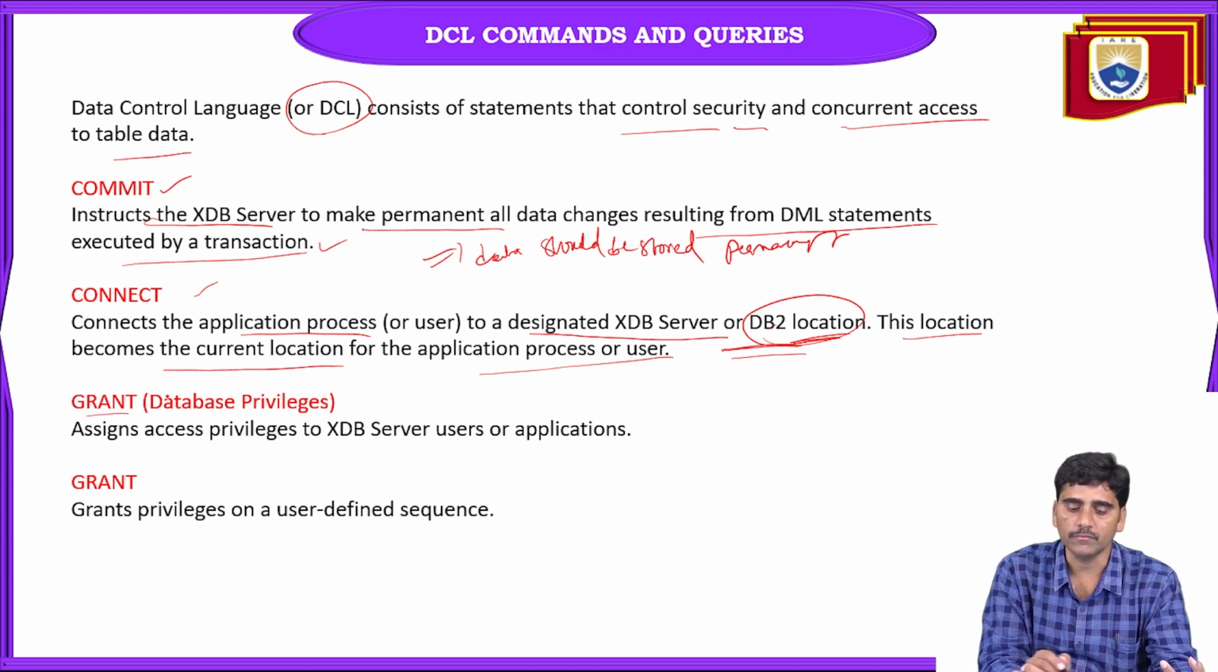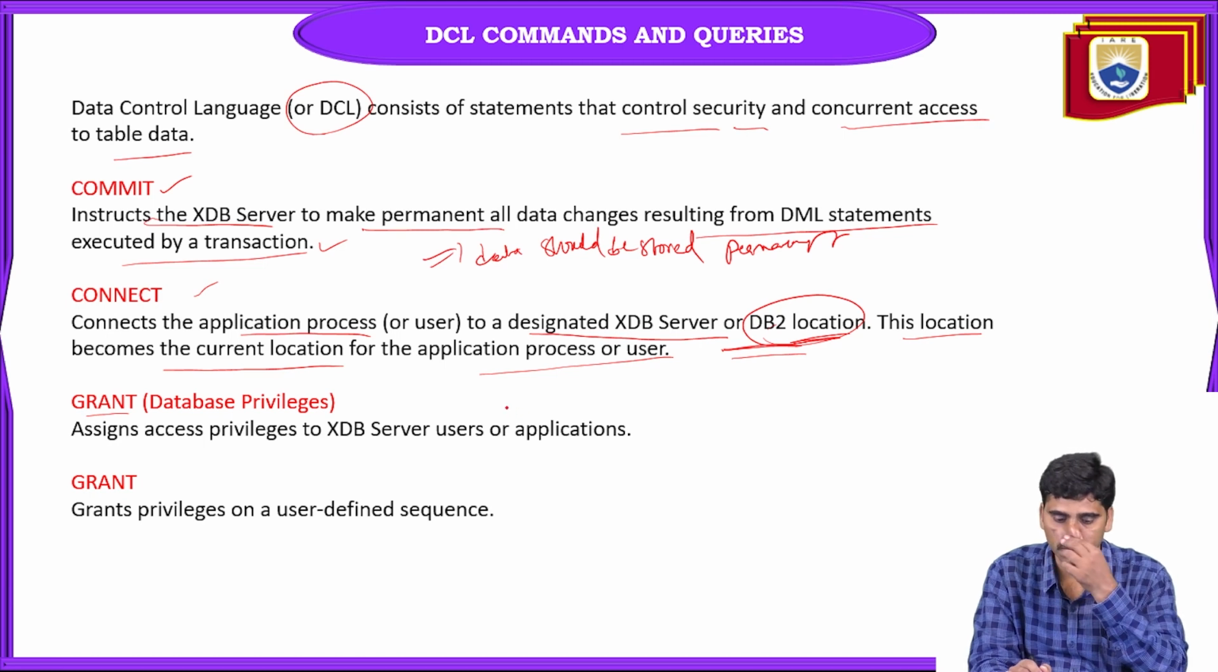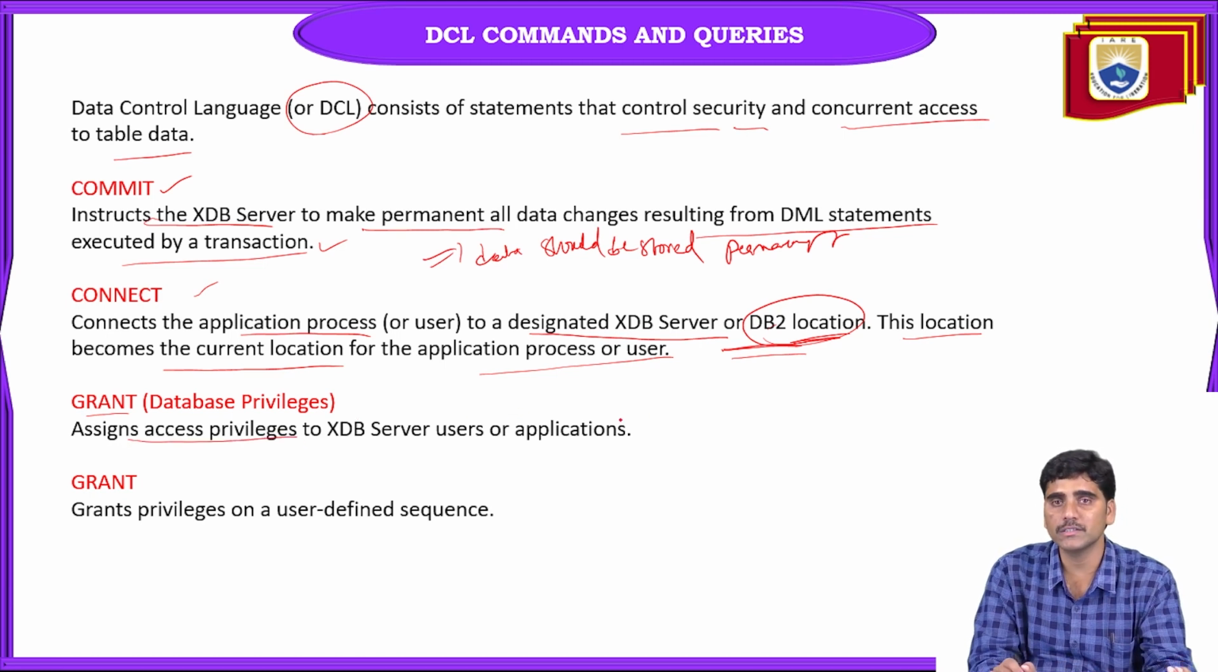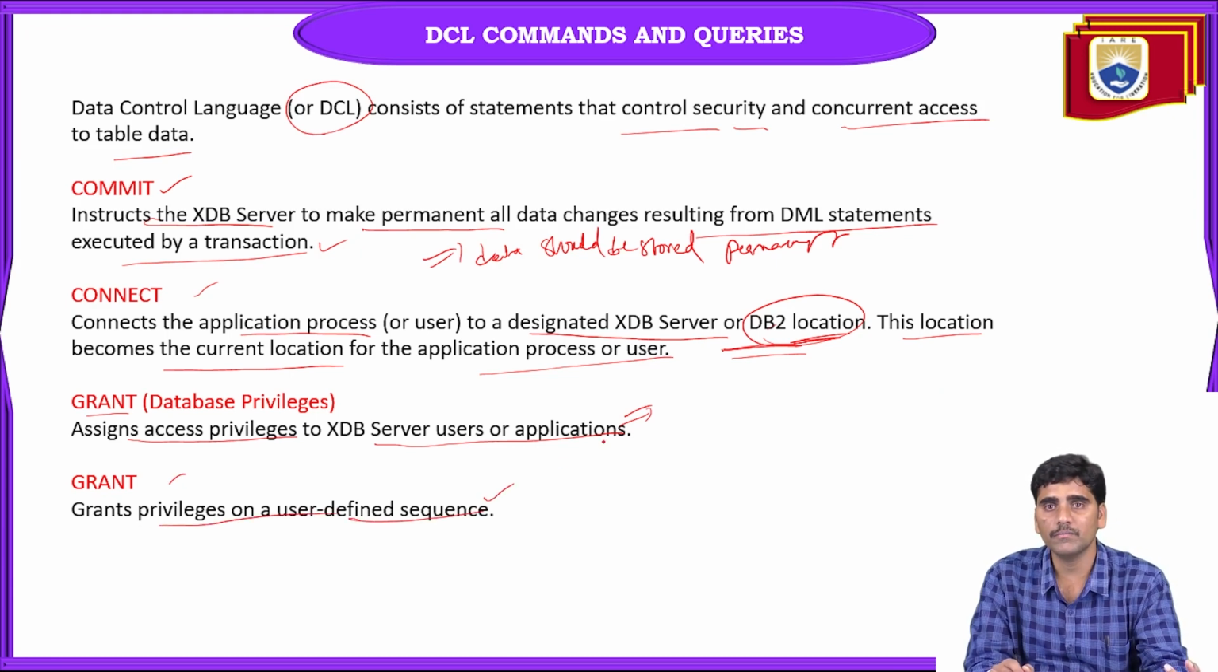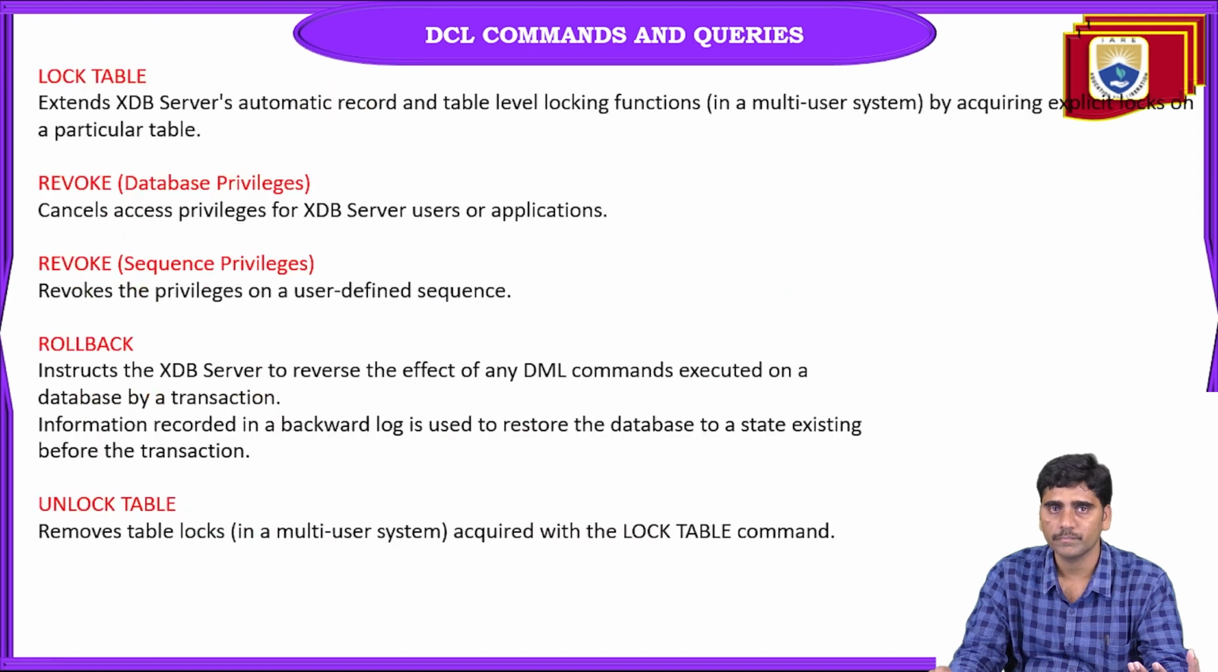The next, grant database privileges. It assigns access privileges to the server users or applications. So it gives access to particular server users for the applications. Grant privileges on a user defined sequence. So it applies privileges to specific users based on their defined sequence operations.